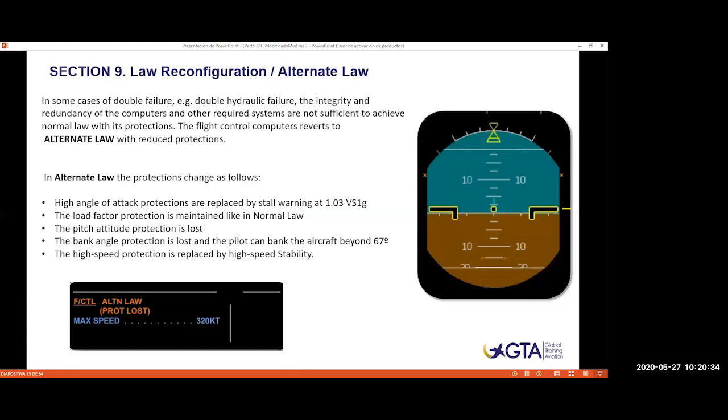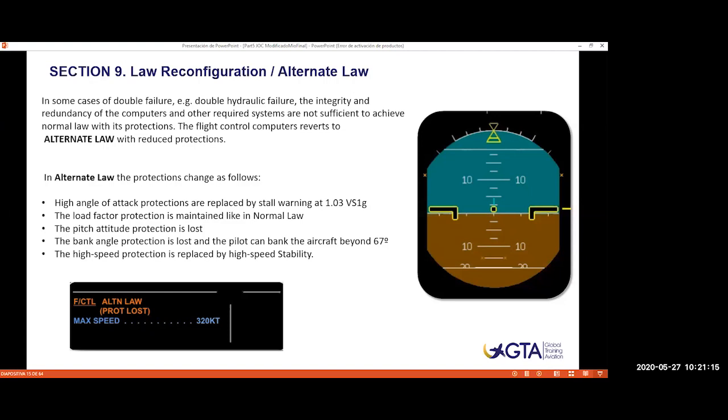But it is not always like this. It would be perfect if we always had this protection. What happens when we have failures inside the aircraft? In some cases of double failures, like double hydraulic, or when the integrity of the redundancy of the computers and other required systems is not enough, the computers cannot maintain these kinds of protections. They are not able with these failures. So in that case, there is a degradation of the normal law, and we enter alternate law.